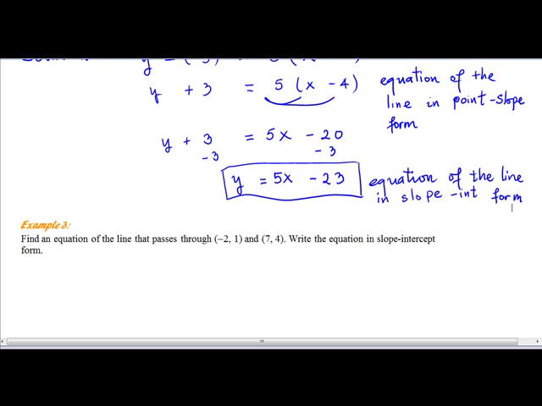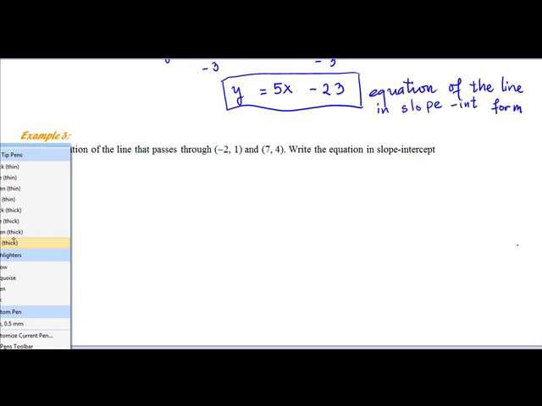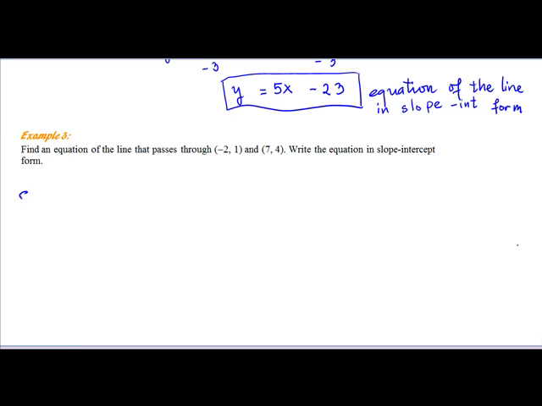Example number 3. Find the equation of the line that passes through these 2 points. Write the equation in slope intercept form. Solution. To write the equation of a line, we need 2 things. We need a slope and a point. Okay. It could be any point on the line.